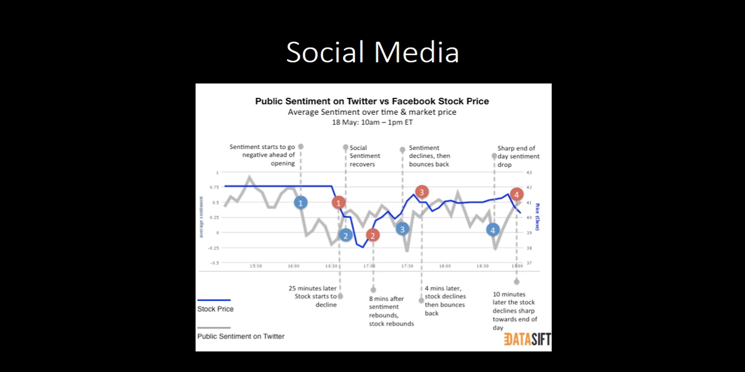So in the beginning, you can see that the public sentiment goes negative, and then 25 minutes later, the stock starts to decline. And then when it recovers, the stock rebounds about 8 minutes after that. And then the sentiment begins to decline again, and then bounces back. About 4 minutes later, the stock declines, then bounces back. And then at the end of the day, there's a sharp sentiment drop, and 10 minutes later, the stock declines sharply towards the end of the day.